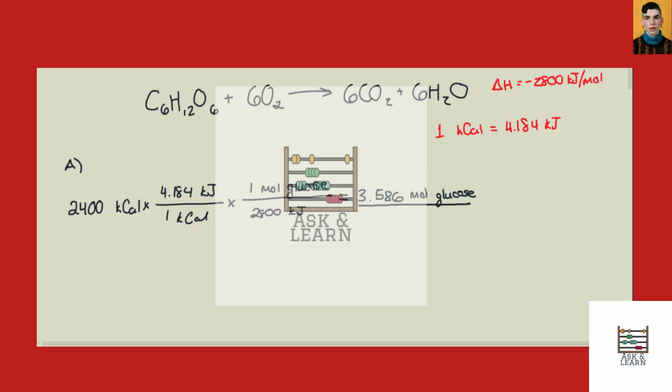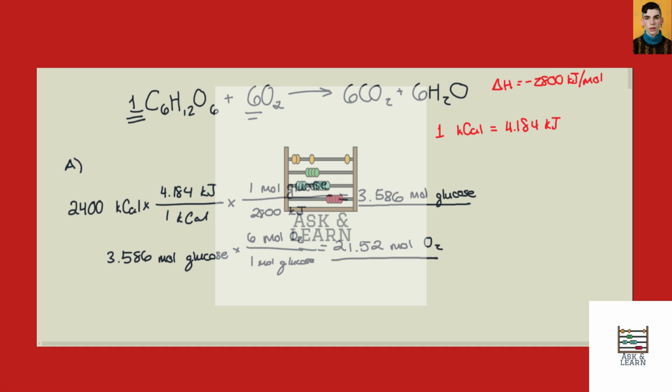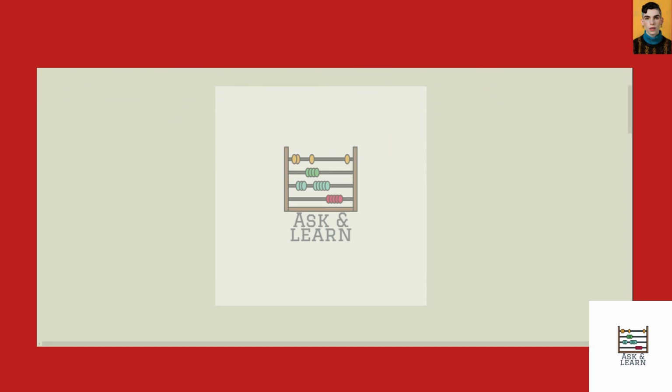Okay, that's your moles glucose. Now, to get from that to your moles oxygen, all we're going to do is use our equation. We have 1 mole of glucose here, and we have 6 moles of oxygen. So 3.586 moles glucose means that we will therefore need 6 moles of O2 for each mole of glucose. So our total moles of O2 is going to be 6 times 3.586, which is 21.52 moles of O2. Okay, so that's your part A. Now let's move on to part B.